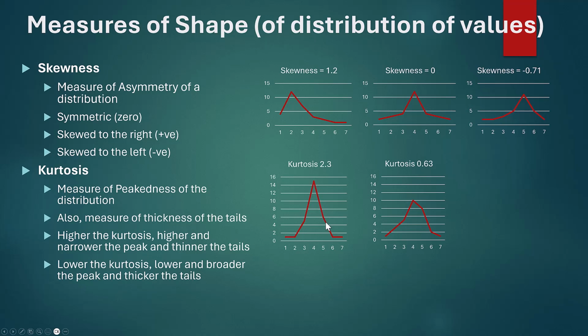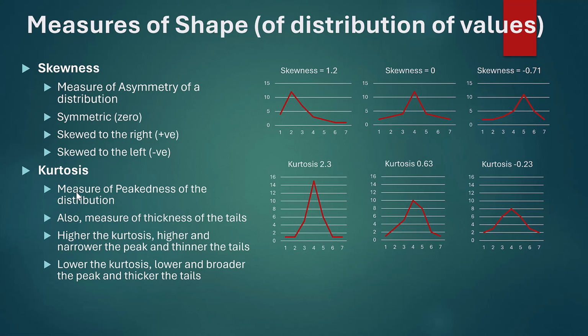Now here, because the peak is high and narrow, the tails are thinner. Here the tails are not as thin as here. Here the tails are even thicker because the kurtosis is actually negative here. So there's not as much of a peak here as here or here, and the tails are much thicker here compared to here, which are much thinner. Here they're even thinner. So even without looking at these shapes, just by the values of skewness and kurtosis, we can tell the shape.